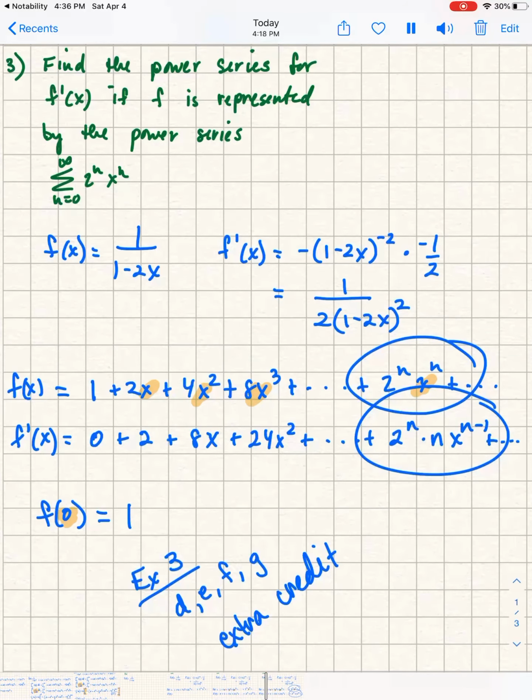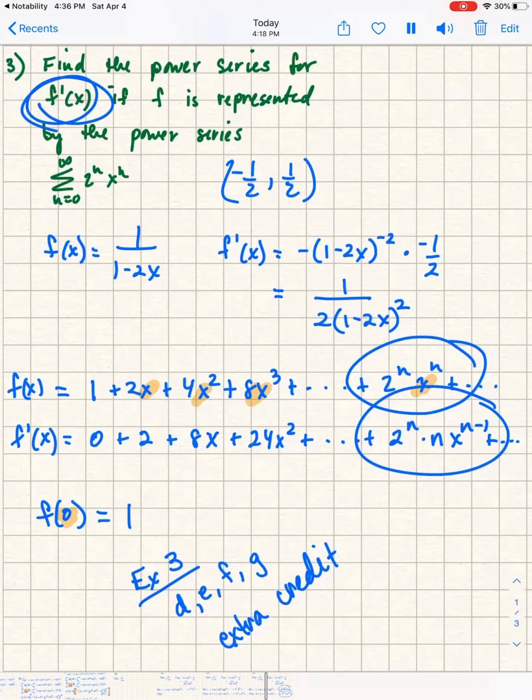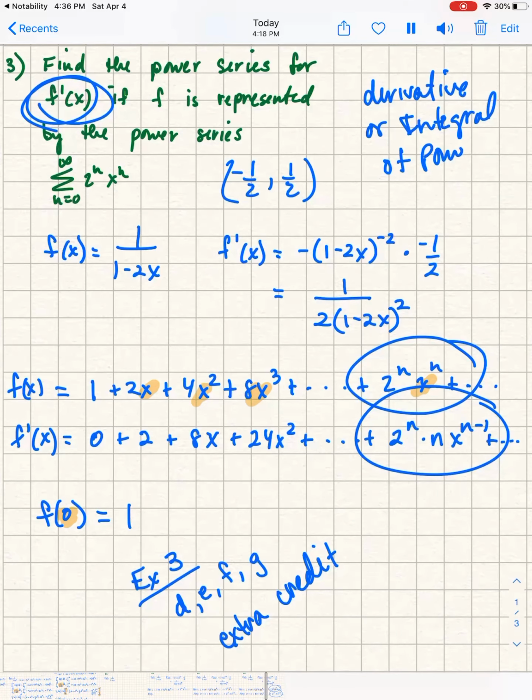Okay, hopefully that helps. Another little rule, right? We knew our interval of convergence here was -1/2 to 1/2. Anytime you do a derivative or an integral of power series or geometric series, the interval of convergence always stays the same. Okay, the interval of convergence always stays the same.